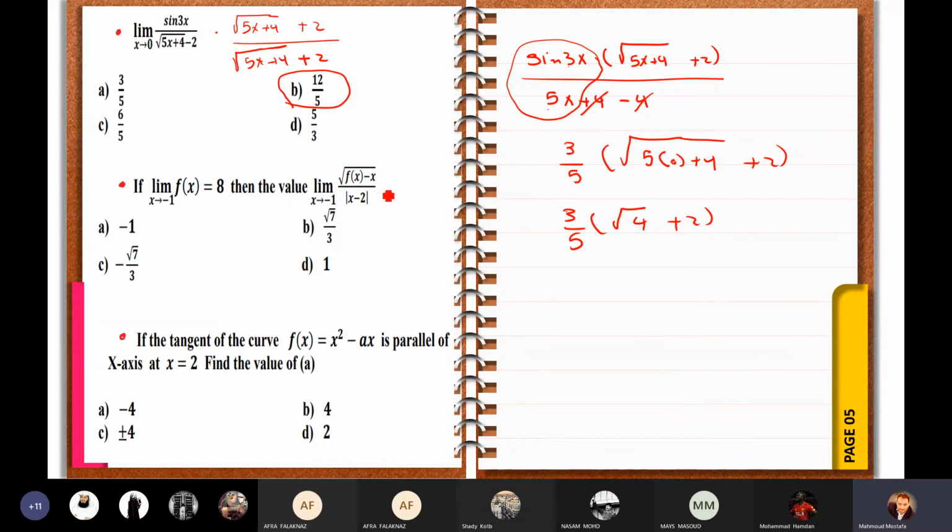So I will put here square root of f of x, which is 8, minus x, which is -1 minus -1, down absolute value of x minus 1 minus 2. Up it's 3, down also 3. 3 divided by 3 is 1.